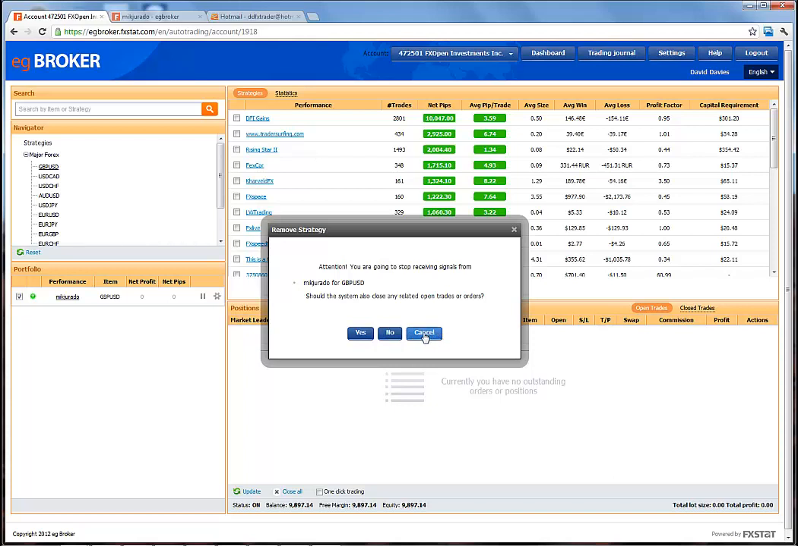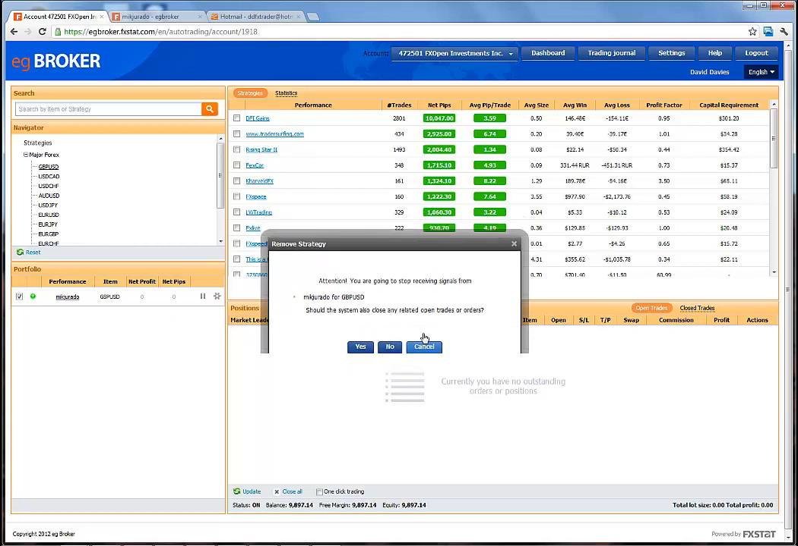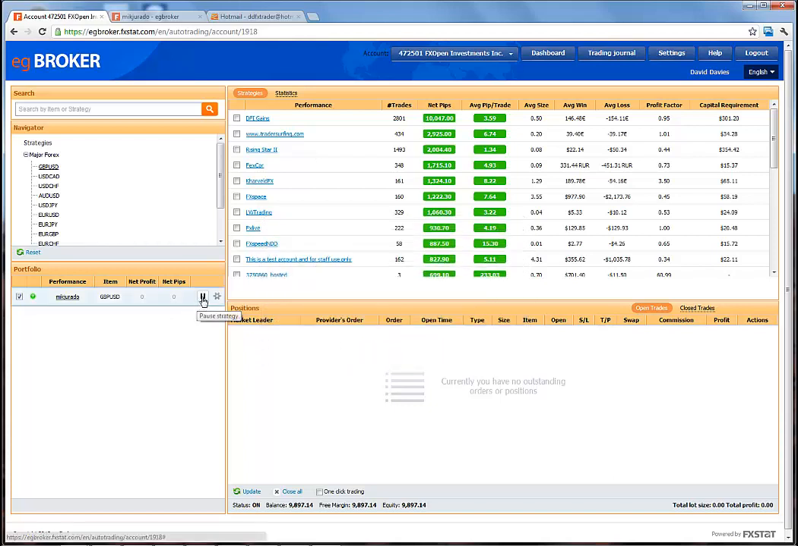There is a key point here, which is if we wish to remove a signal provider from the portfolio, but wish for them to manage the currently open positions, the way to do this would be to cancel this request, pause the strategy, which means that no new trades will be added to the portfolio, wait for the signal provider to close all the currently open trades, and then remove them from the portfolio.